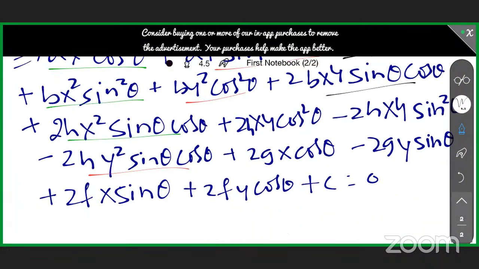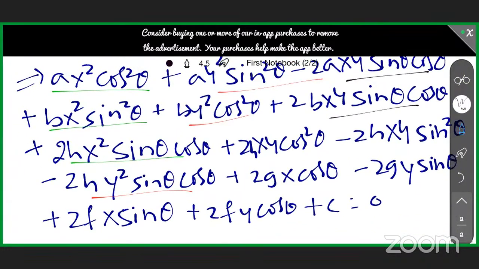xy term is there, xy term is here. Then anywhere xy term is there. xy term is here, xy term is here. Okay.